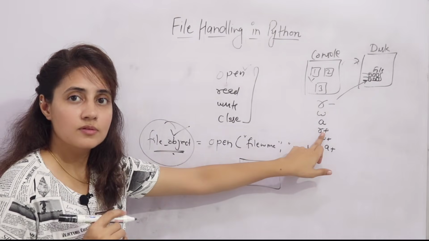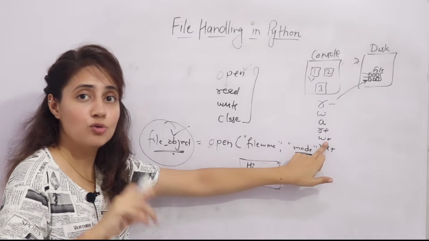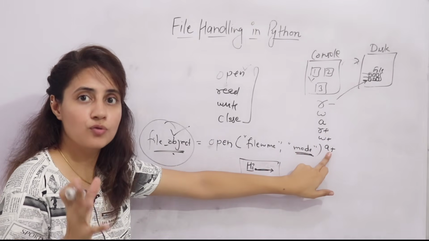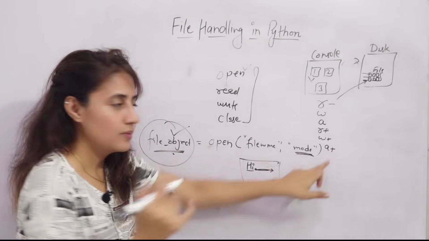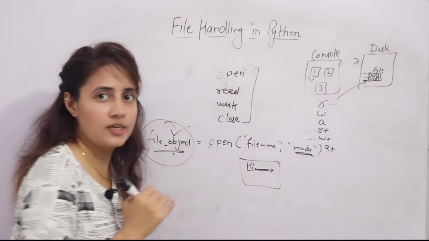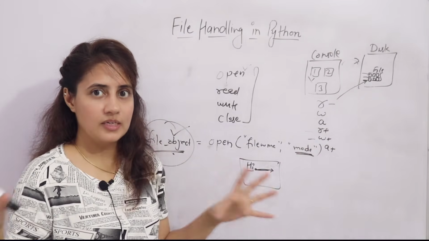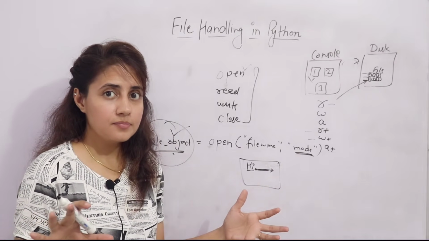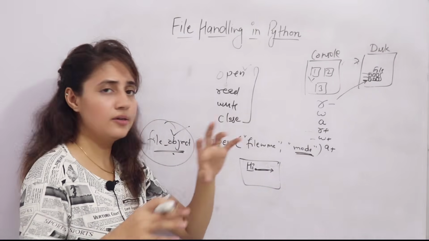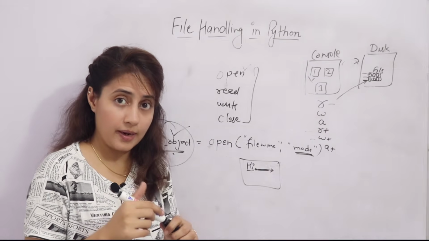R plus is for both read and write. W plus is also for read and write. A plus is also for read, or you can say read and append. But obviously what is different between R plus and W plus, that would be cleared when we take one example. But I hope the theory is clear to you guys. Right? Now let's see these different modes with the help of a program.